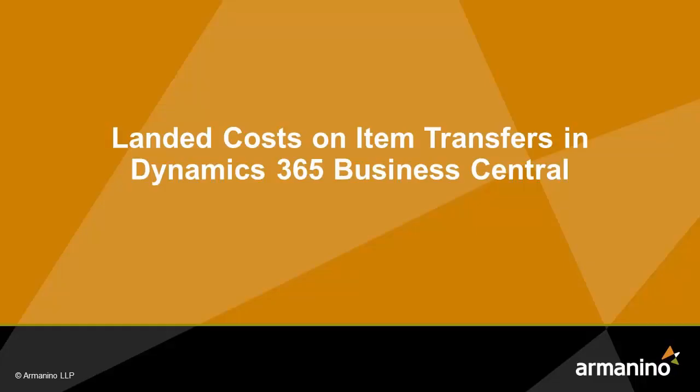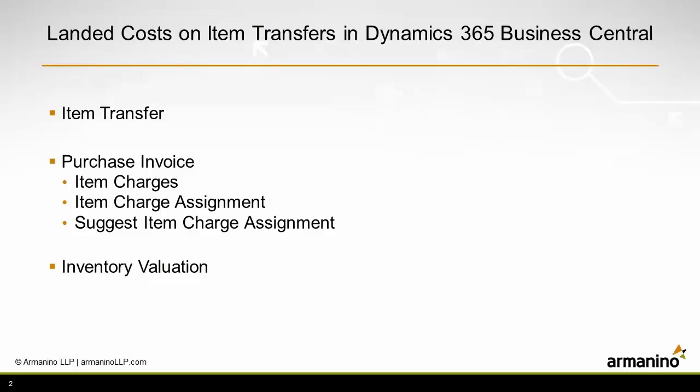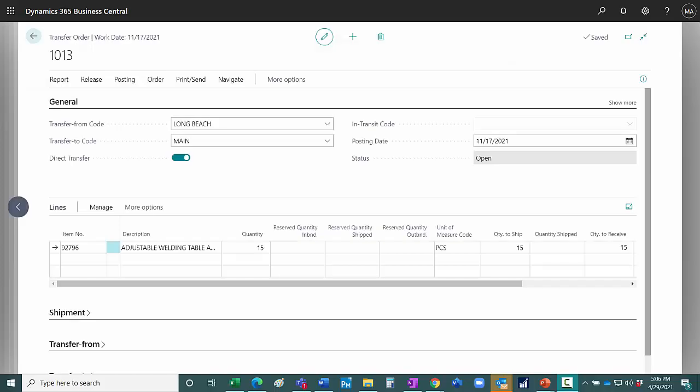I'll show you how easy it is to add landed costs to your items when you perform an order transfer within Business Central. The first thing I want to do is put a transfer order in. I'm going to transfer one item from Long Beach to my main inventory location. I've set that up here. Now I'll just post it.